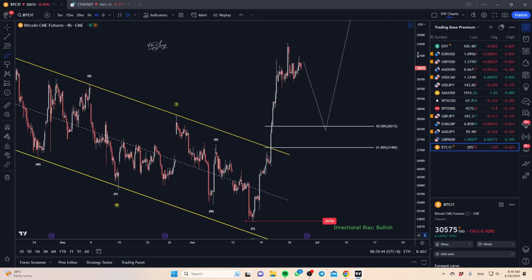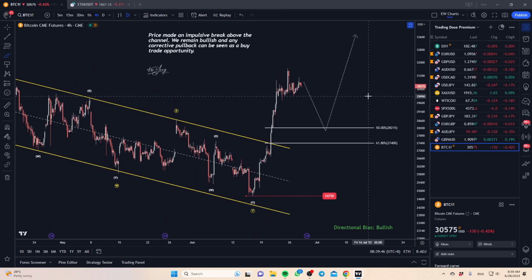Last one here is Bitcoin. BTC overall right now is still consolidating. We are bullish on this definitely, and what I would say is any form of a pullback or correction is definitely seen as a buying opportunity. So if you're into crypto, do keep an eye on any form of a corrective pullback. That would definitely give us a buy opportunity in the crypto space.